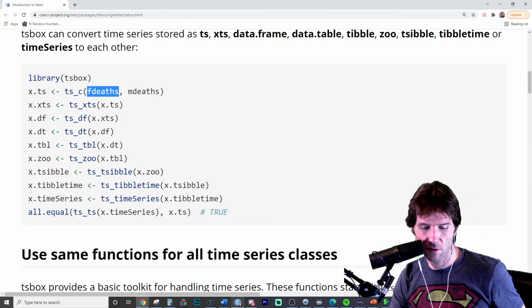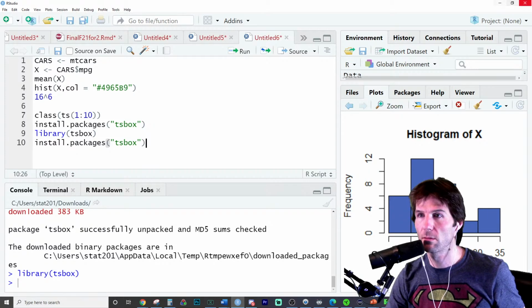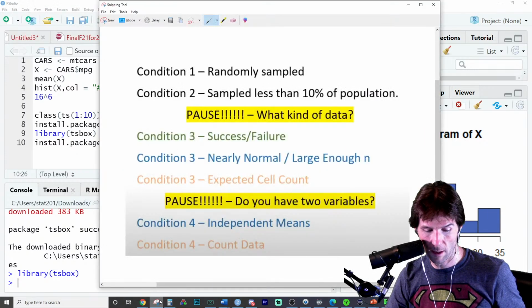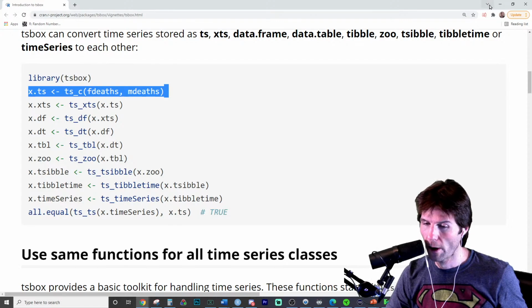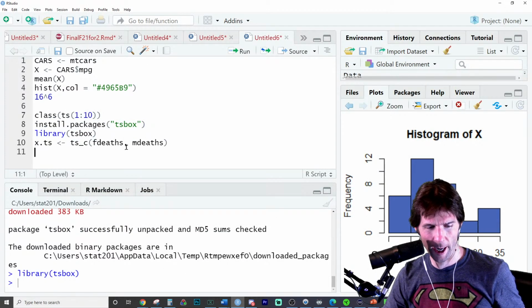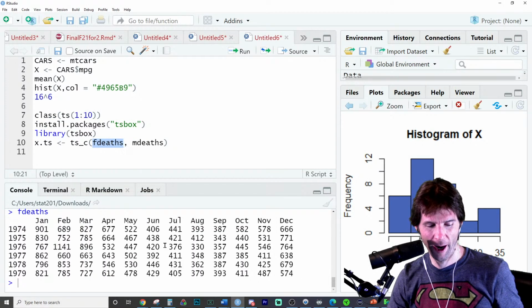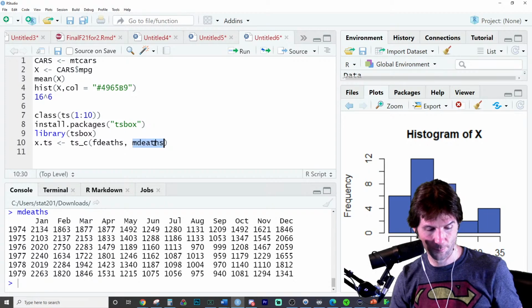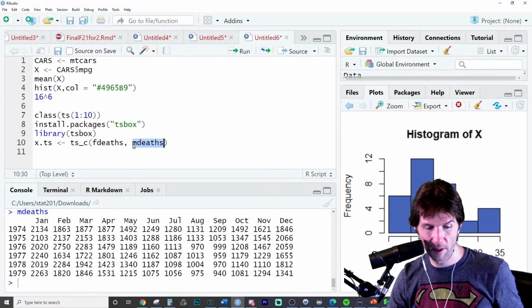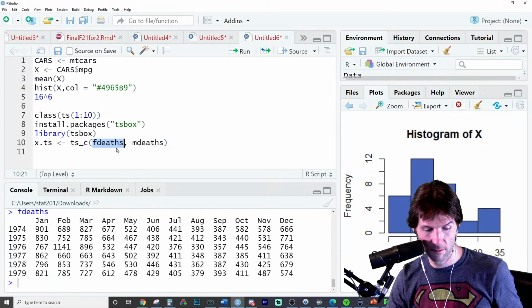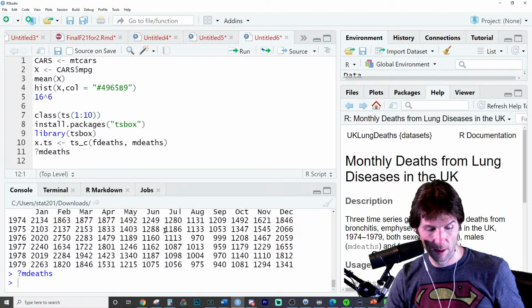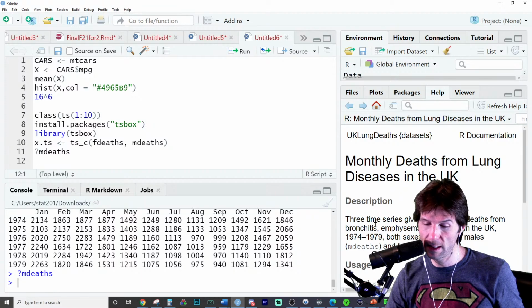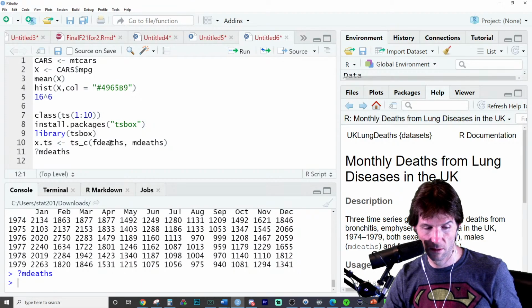Do we have fdeaths or something? Whatever that is. Wait. Oh, I lost it. Where'd it go? Do we have fdeaths? Their code should work. We do. There are the deaths. And there's the mdeaths. Wait, was this forecasted? And what is mdeaths? It is monthly deaths from lung disease.